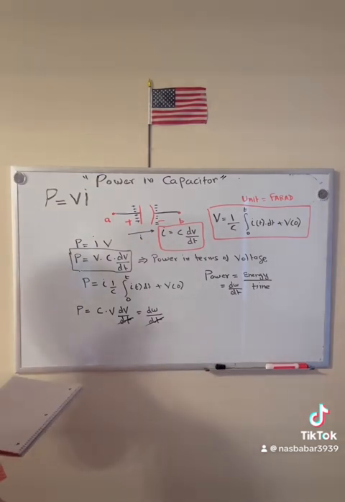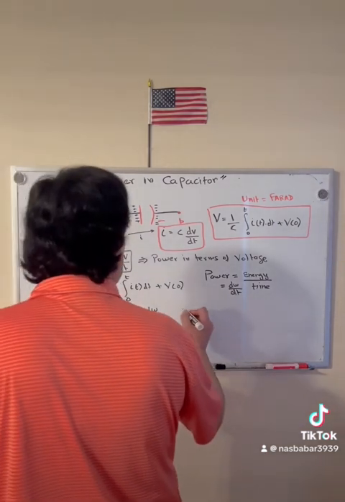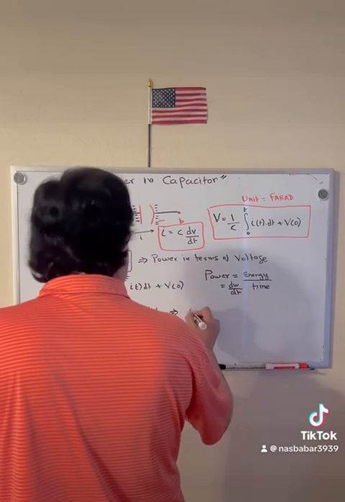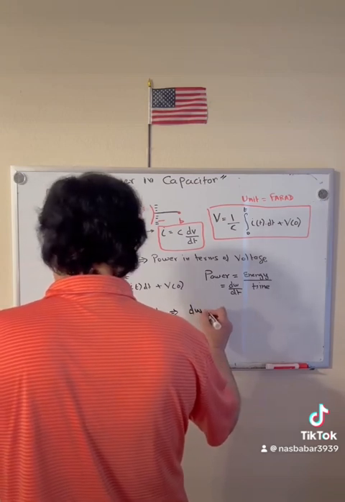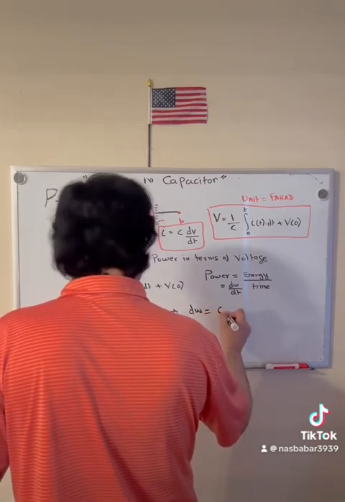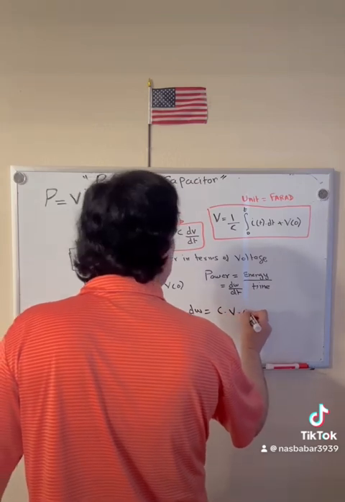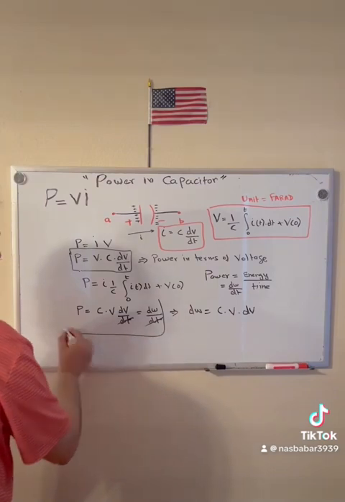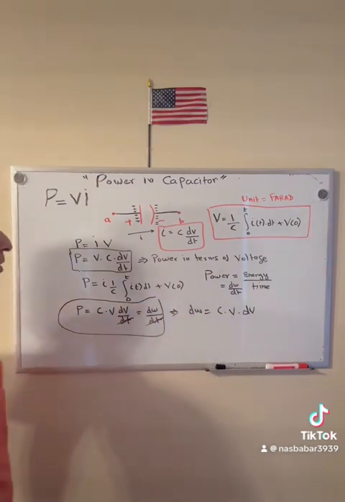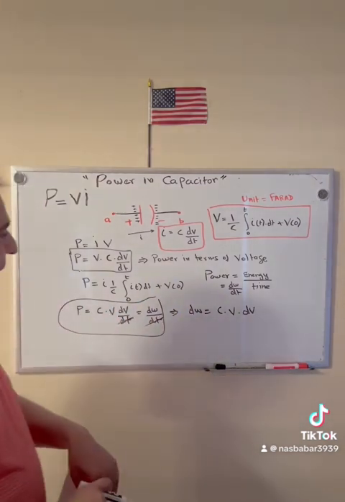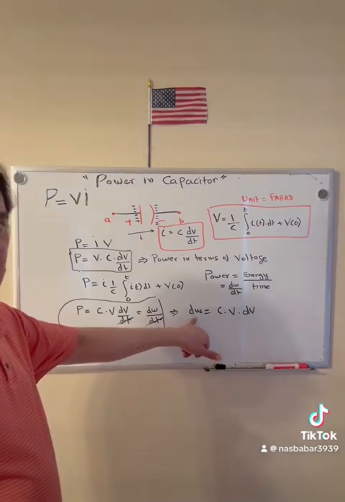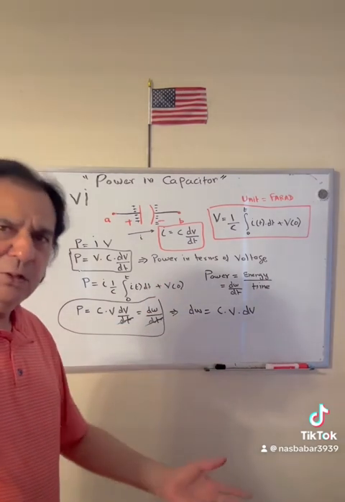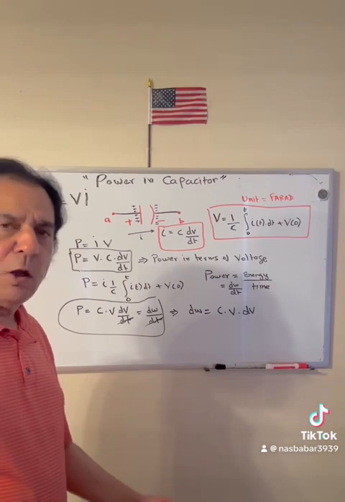And then we are left with dW is equal to CV dV. I'll just rearrange this equation right here, okay? And I got this. Now let me ask you this. I don't want the derivative of work. I want the actual work. So what can I do to accomplish that?